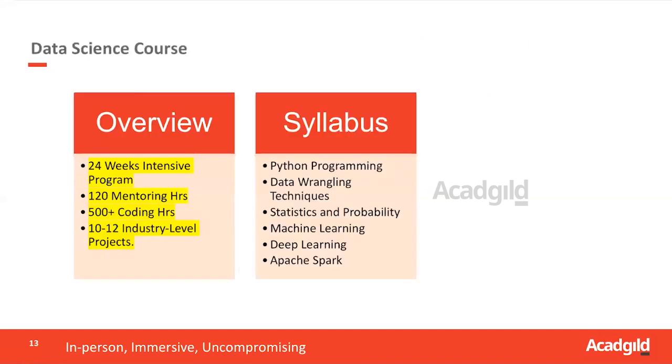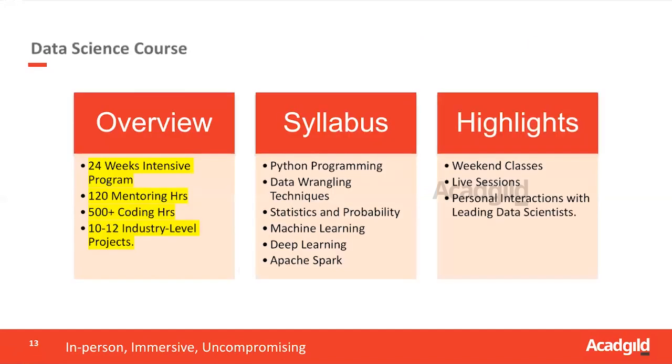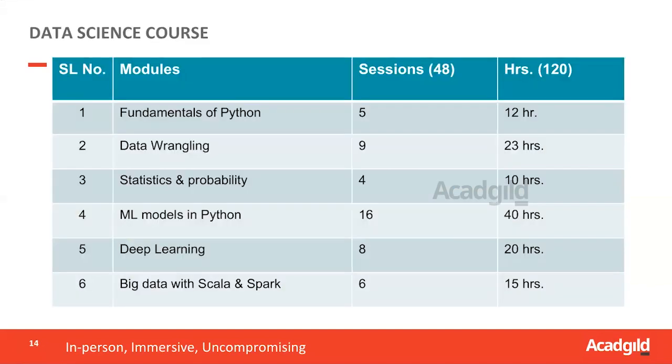So these are the courses which Acadgild provides. The data science course here is a 24 weeks intensive program, 120 mentoring hours, 500 plus coding hours, 10 to 12 industry level projects. The syllabus includes Python programming, data wrangling techniques, statistics and probability, machine learning, Spark for big data processing, and deep learning for processing larger data sets and using complex models, right? This is the course structure, and the course module is designed in this way.